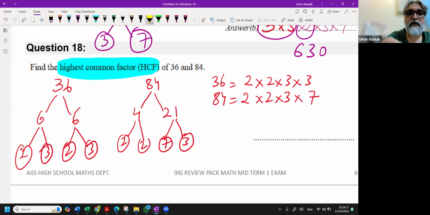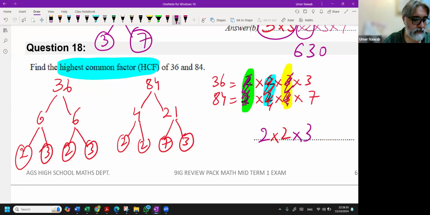Let's make the pairs. This 2, I make the pair, write a single 2. Next, there is another 2, cross them, write a single 2. Make another pair, cross them, write 3. So is there any other common numbers and you make a pair of that? No. So 2 times 2 times 3, it is equals to 12. So 12 is my HCF.